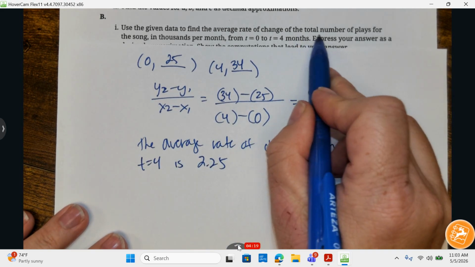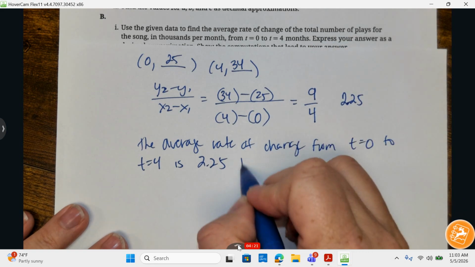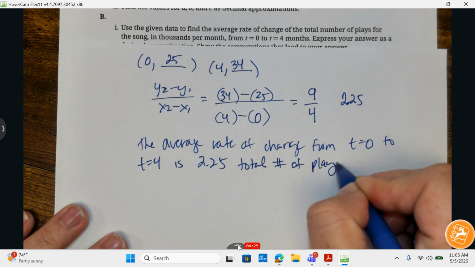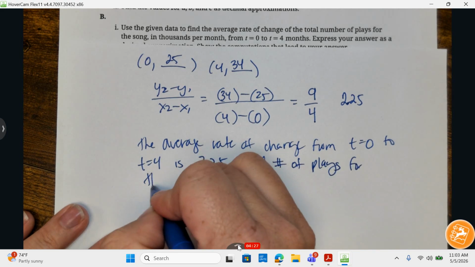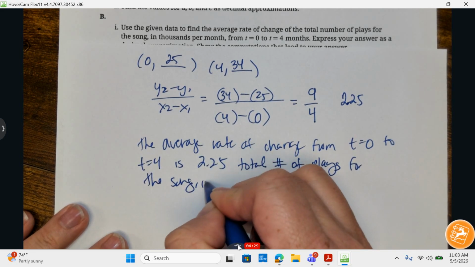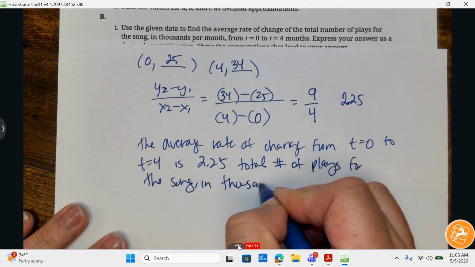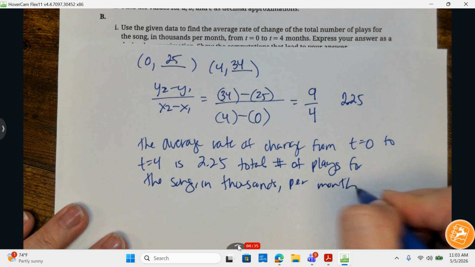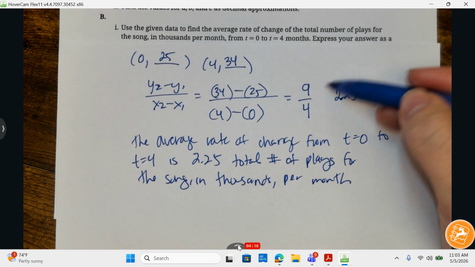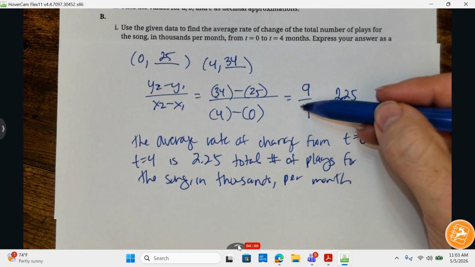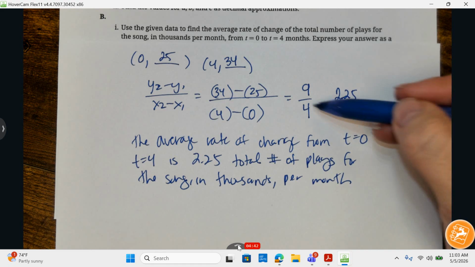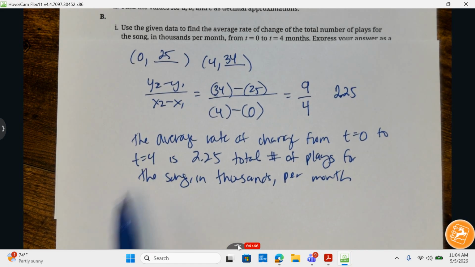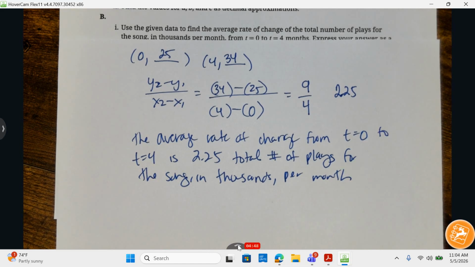And I'm just going to write down exactly what it says. Total number of plays for the song in thousands per month. And that just guarantees me. It's possible just this or just this is enough. In equivalent fraction or decimal form, you only have to write it once. But based on what I see in the scoring guide, I think I'd add one extra bit explaining what that means. Okay, let's go.